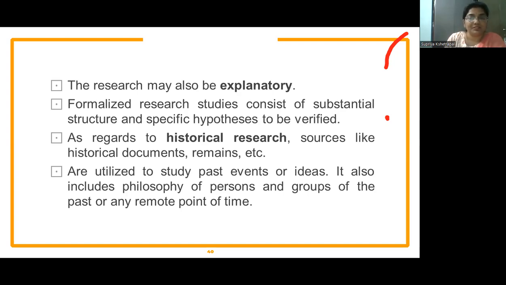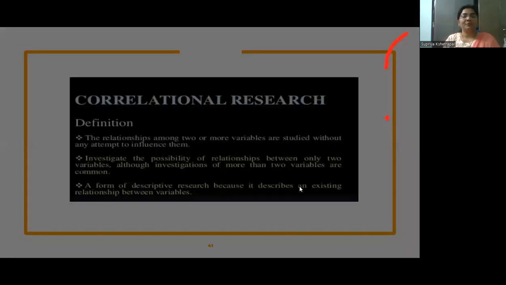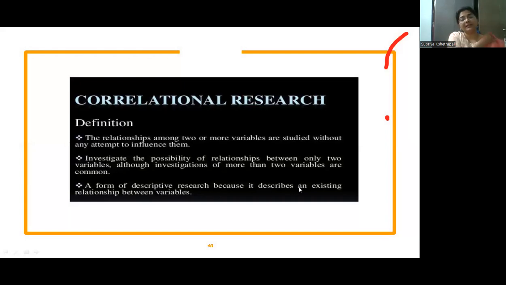The formalized research study must consist of a substantial structure and the specific hypothesis to be verified. And in this regard, the historical research sources like historical documents, remains, etc. are also considered. And it is utilized for past events or ideas, and it also includes the philosophy of the people or the groups of people. Now let us consider the correlational research.